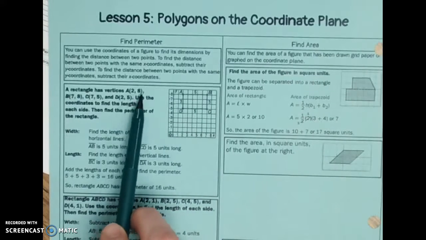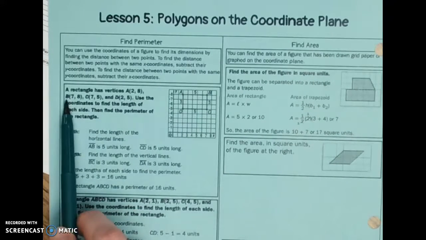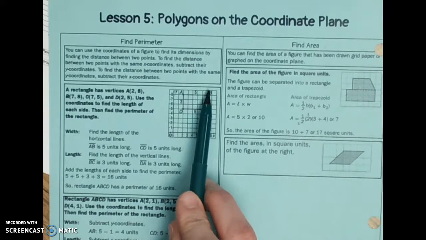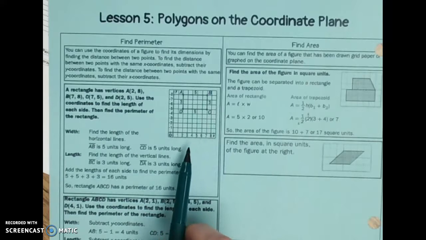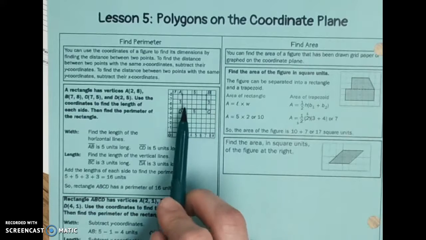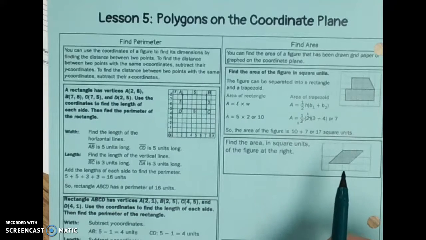They gave us the ordered pairs of (2, 8), so we're going to run to 2 and put a dot on 8 and label it A. Then for B, we're going to run to 7 and jump to 8 and label it B. C, we're running to 7, jumping to 5. And for D, we're running to 2 and jumping to 5. Then you connect it. When you connect it, you figure out that it is a rectangle.